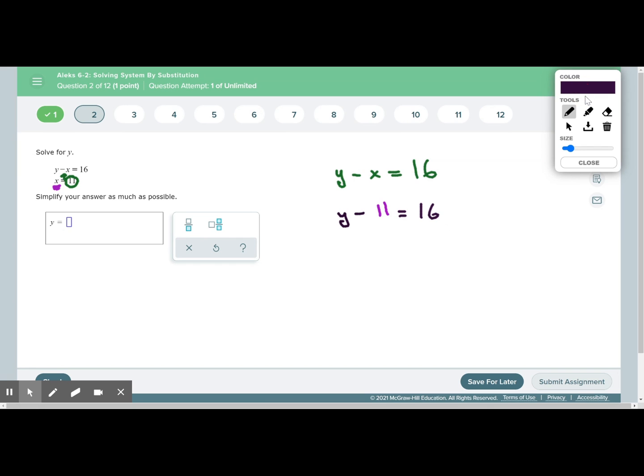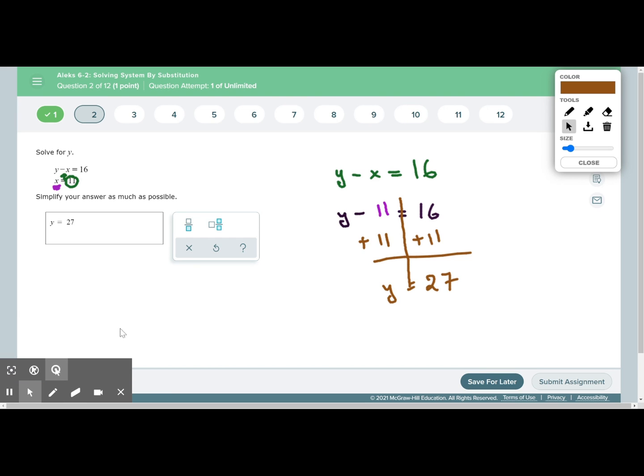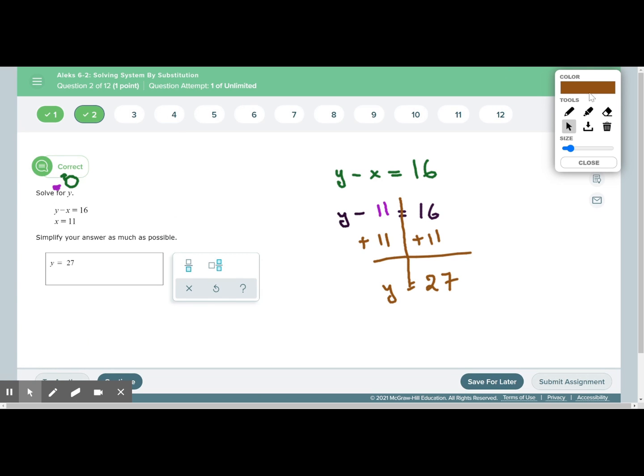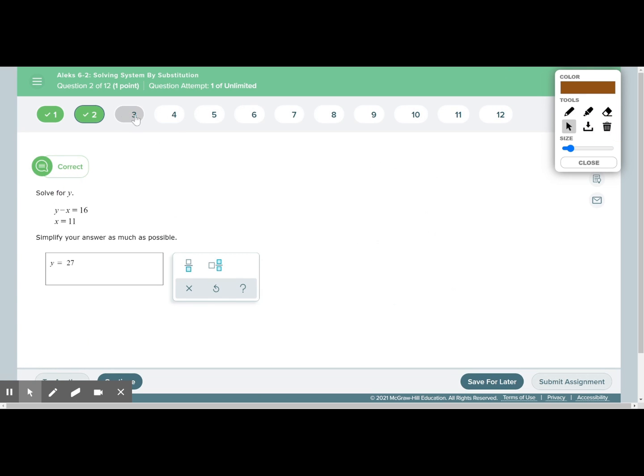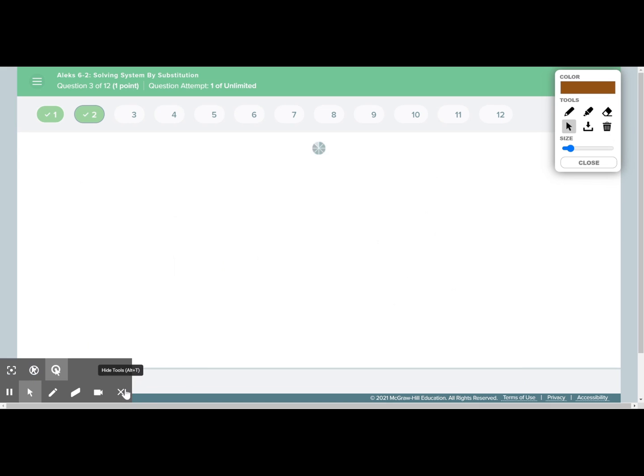And we're going to solve for y. Like we did last time, we're going to do the opposite operation. We're going to add 11 on both sides. So that will give you y equal to 27 as the answer. Easy. All right, we're heading to problem number 3.